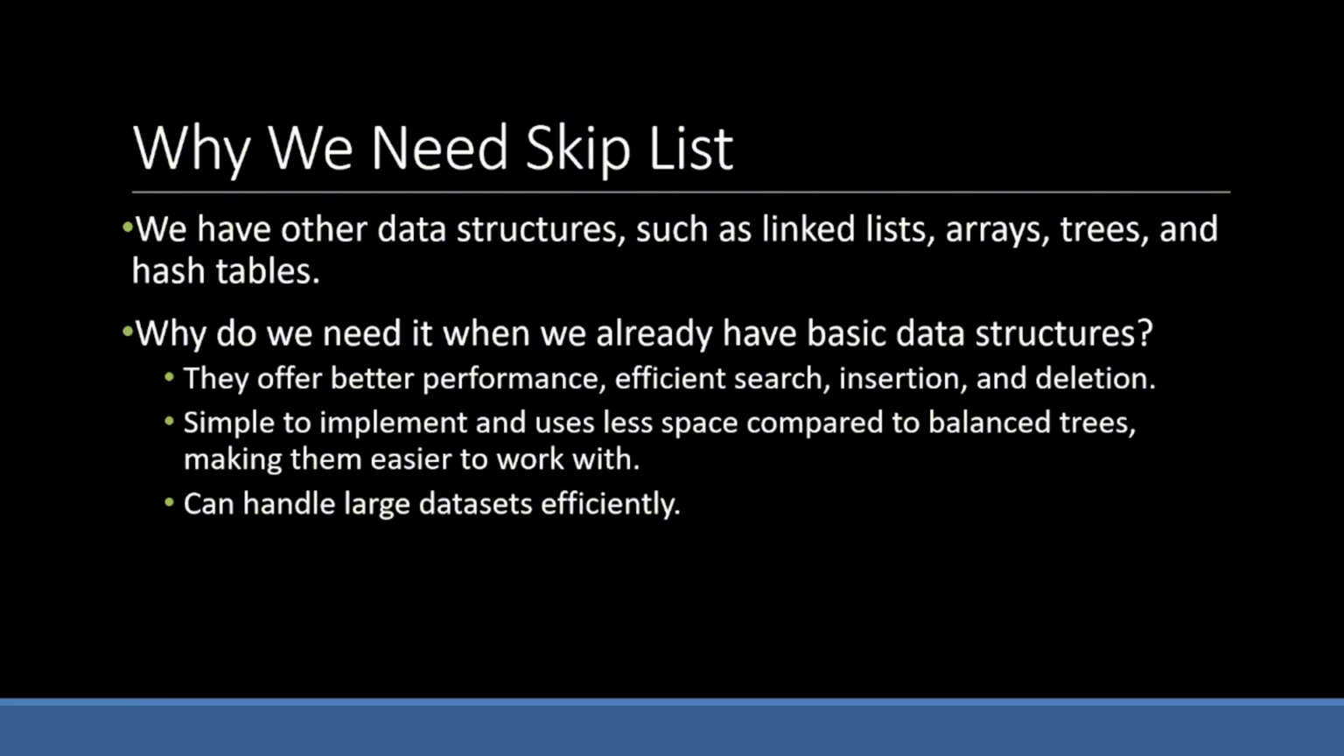We have other data structures like linked lists, arrays, trees, and hash tables, but what is the reason we need skip lists? The reason is that it allows better performance and more efficient search, insertion, and deletion than other data structures. It is very simple to implement and uses less space compared to balanced trees, making it easier to work with, and it can handle large data sets efficiently. I'll show a comparison between different data structures later in the PowerPoint.